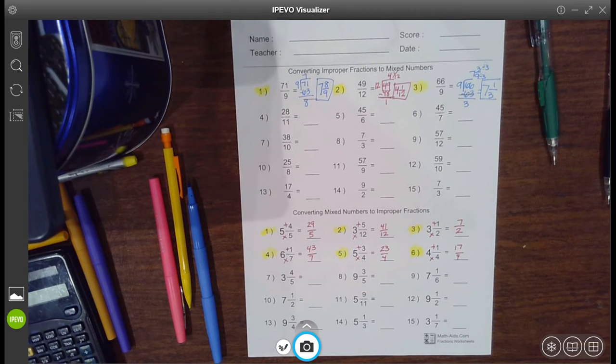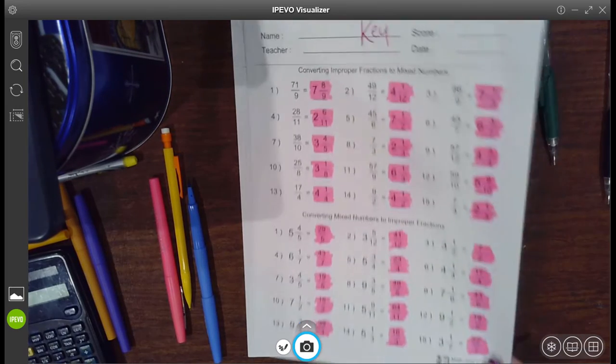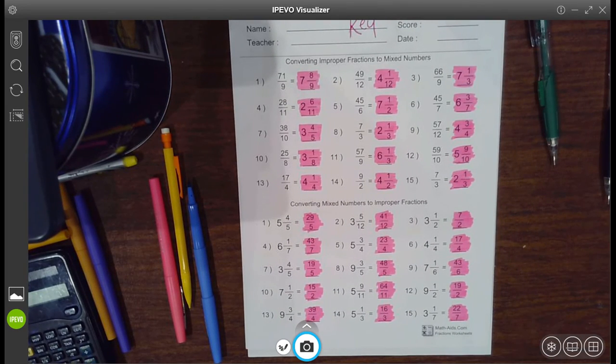Congratulations if you got all those right. If you couldn't help yourself and you tried all of them, here are the correct answers for all of them if you wanted to double check. Okay? If you got all of them correct, congratulations at mastering yet another skill.